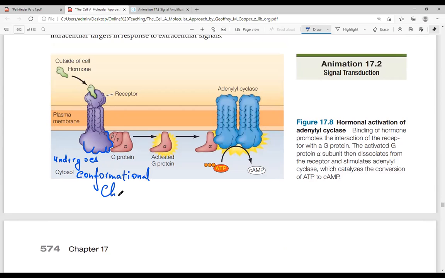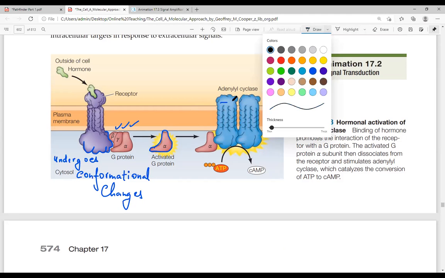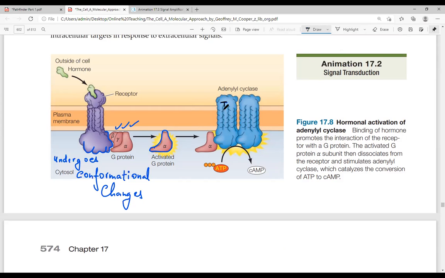As it undergoes conformational changes, it activates the different subunits. For example, this is the alpha subunit. Once this alpha subunit has been activated, it binds to the target molecules. These are the target enzymes which the alpha subunit binds to and transduces the signal further downstream.